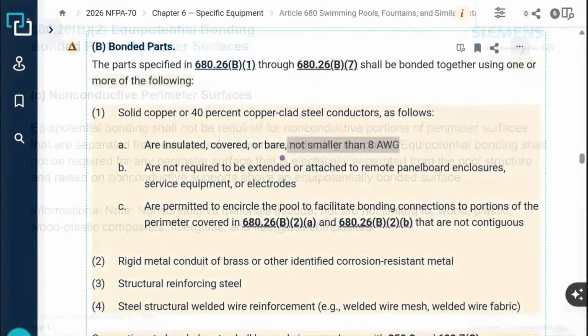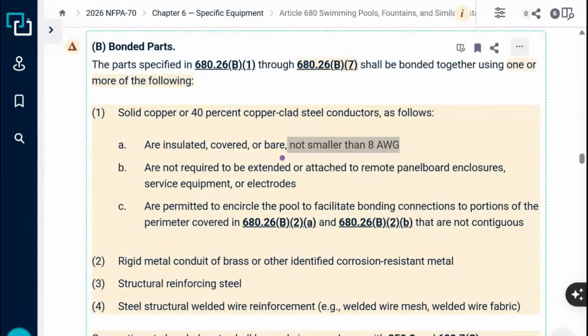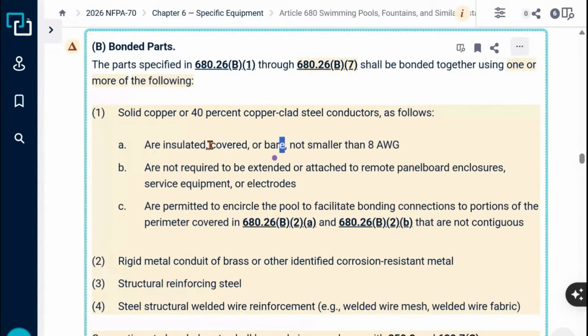Let me go back here. So it's got to be insulated, covered, or bare. It can be bare, insulated, or covered inside of some jacketing material. So you have different options, however you might run it. Not smaller than an 8. They are not required to be extended or attached to a remote panelboard enclosure, service equipment, or electrodes.